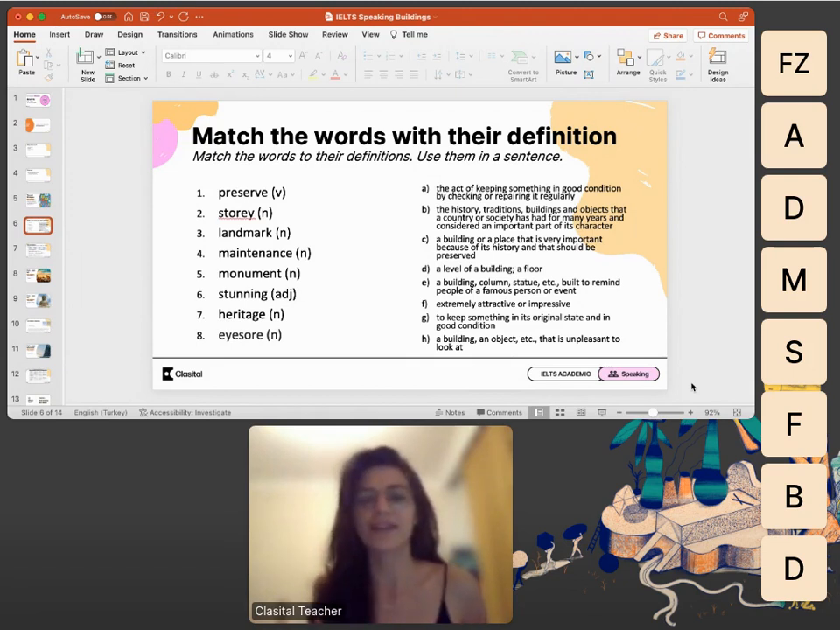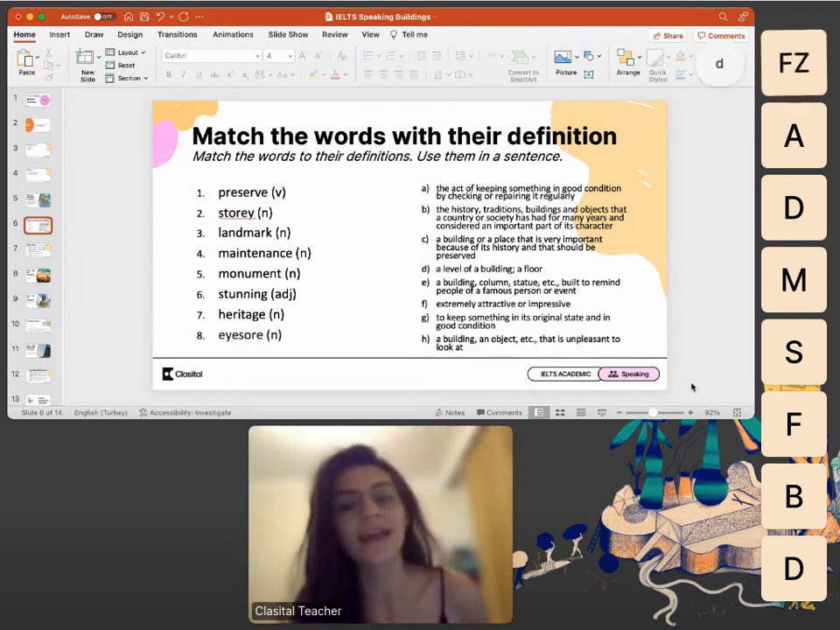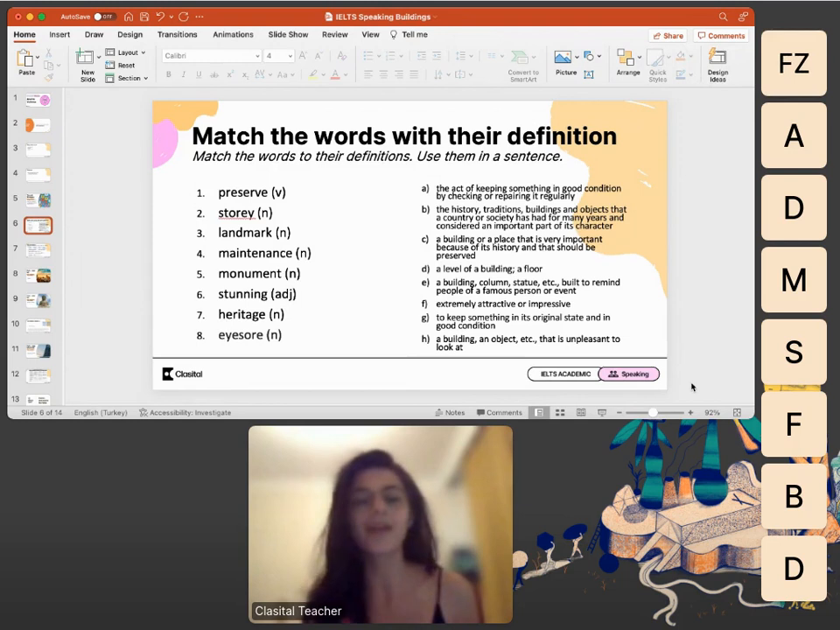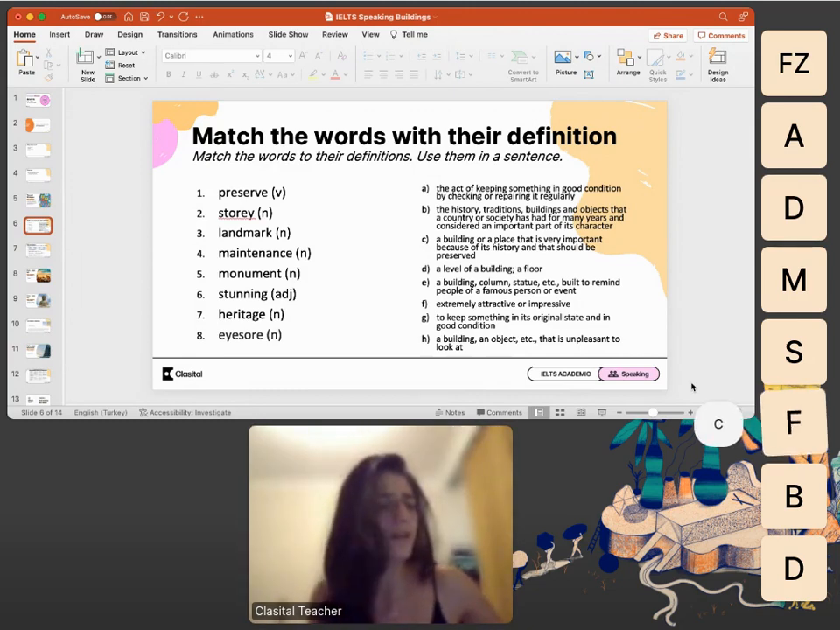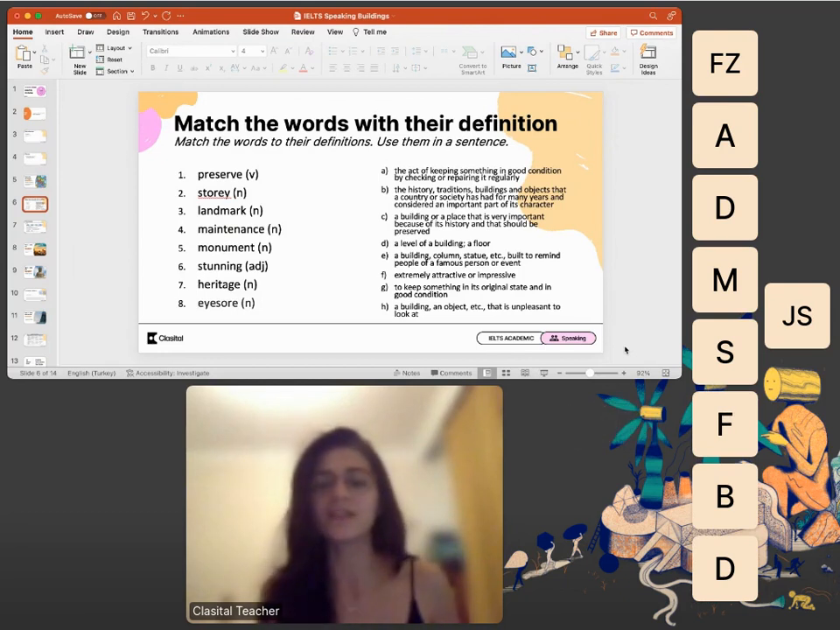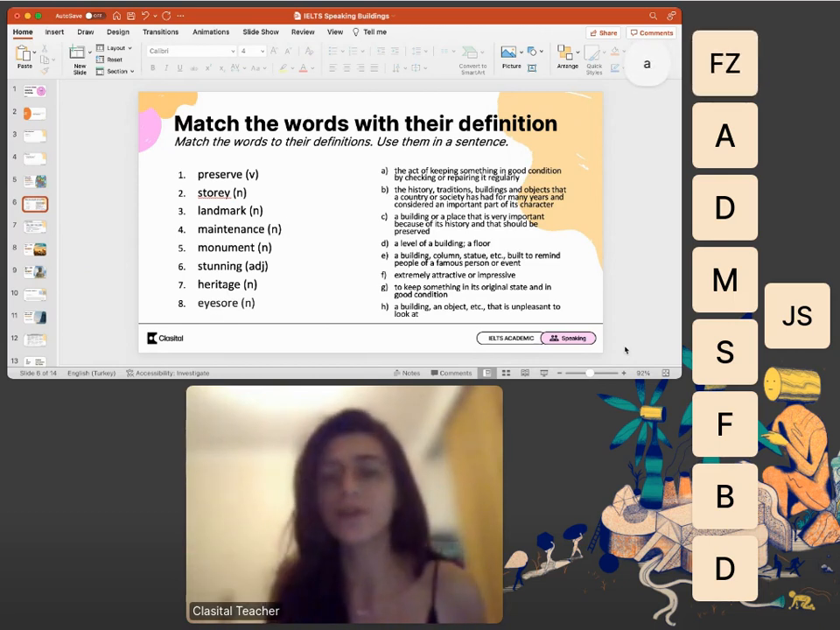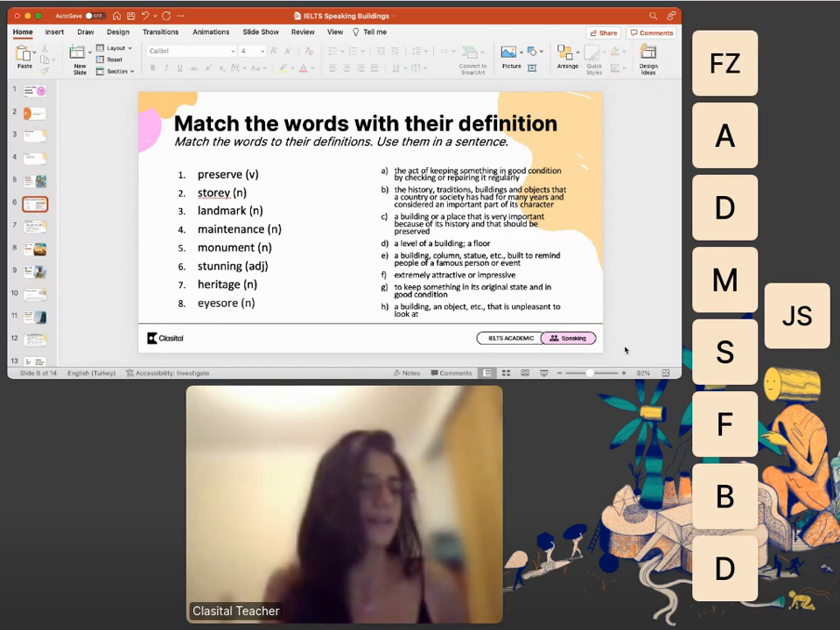What do you think story is, the second one? And don't confuse this with story without the E, which means something that we tell. Yes, a story is a level of a building or a floor. Story is D, a level of building or a floor. And what is landmark? It's a noun. Yes, it's a building or a place that is very important because of its history or that should be preserved. So landmark is something really, really important because of its history, basically.